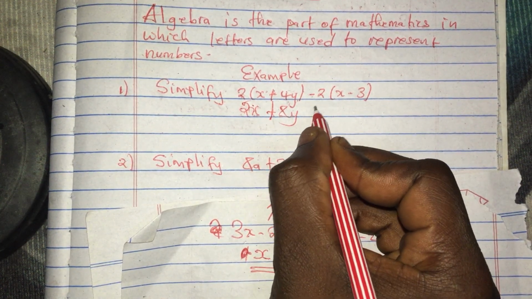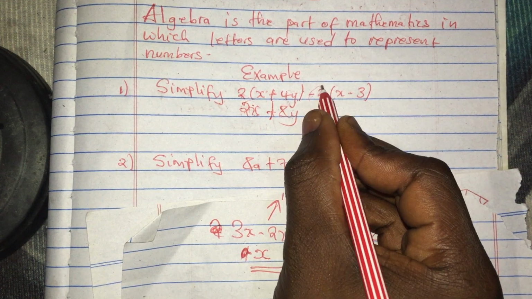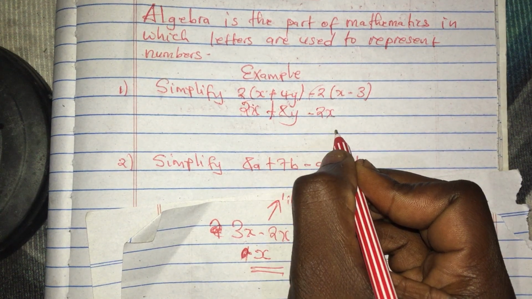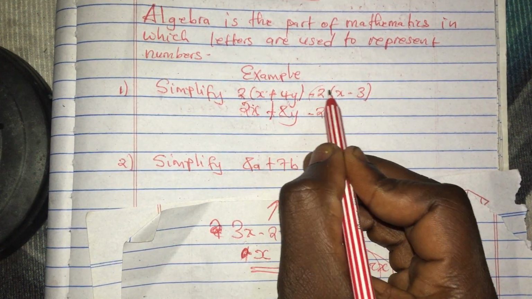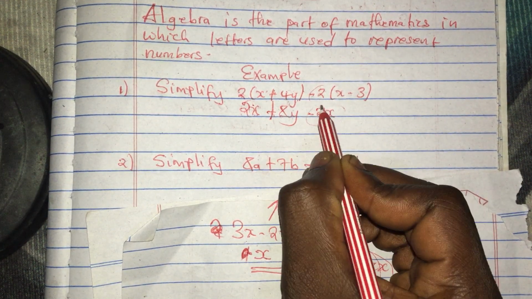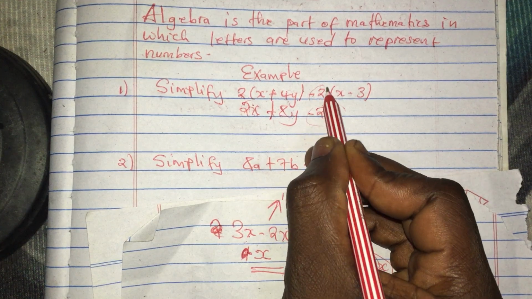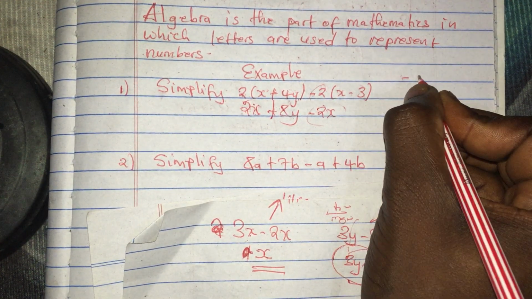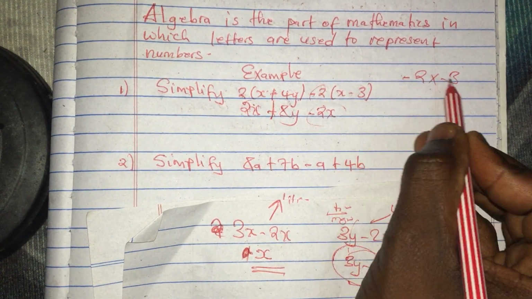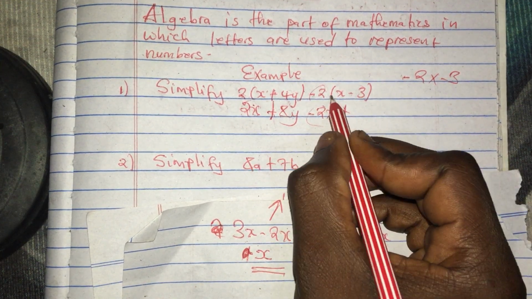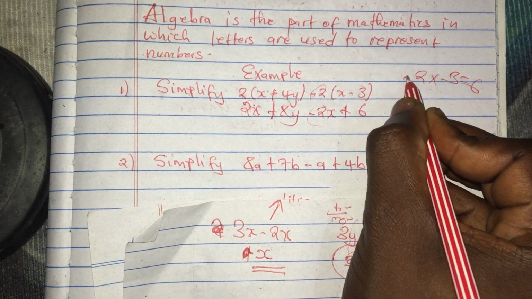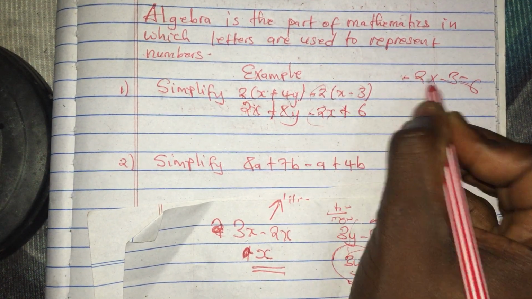Then here it's negative. This is negative 2. So negative 2 times x is what? Negative 2x. Then negative times negative. You have seen? Here it's negative 2 times x, it's negative 2x. So here negative 2 times negative 3. Negative 2 times what? Negative 3. Negative times negative is what? Positive. Then 2 times 3 is what? 6. So negative times negative is positive, then 2 times 3 is 6.